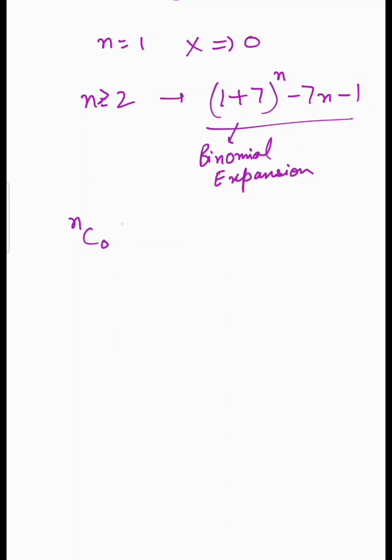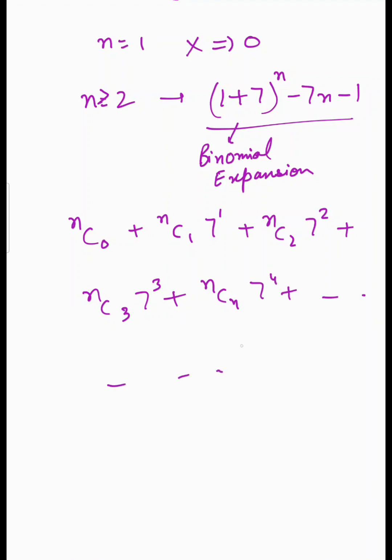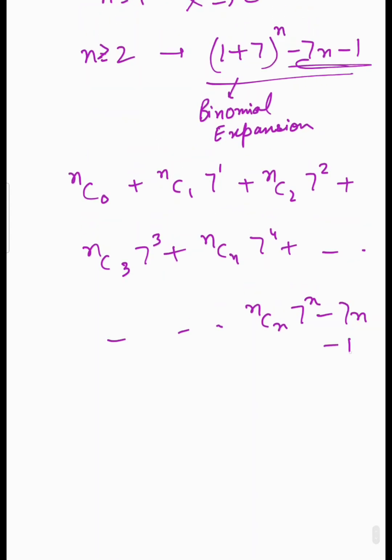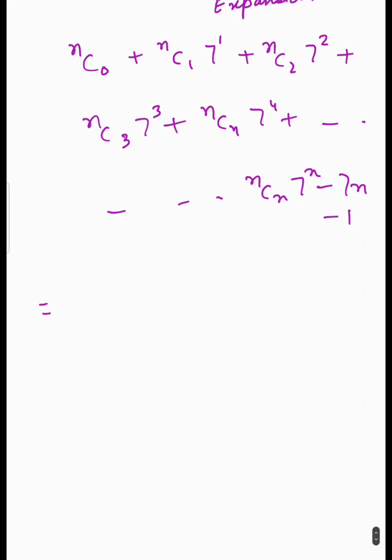ठीक है, 7 टू द पावर 0 जो कि 1 ही होता है, तो इसको छोड़ देते हैं, और 1 टू द पावर n, तो उसको भी छोड़ देते हैं। फिर nC1 7 टू द पावर 1 इंटू 1 टू द पावर n माइनस 1, उसको छोड़ देते हैं। nC2 7 स्क्वायर प्लस nC3 7 क्यूब प्लस nC4 7 टू द पावर 4 प्लस सो ऑन डॉट डॉट डॉट nCn 7 टू द पावर n। फिर ये बचा है माइनस 7n माइनस 1। सो अब ये अगर करें तो क्या होगा?